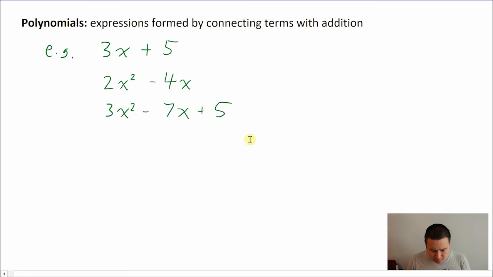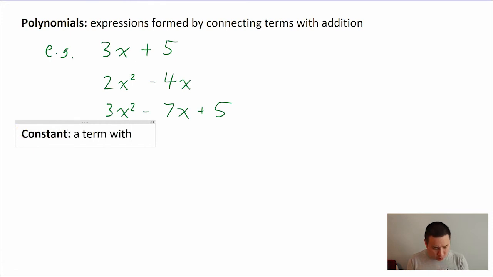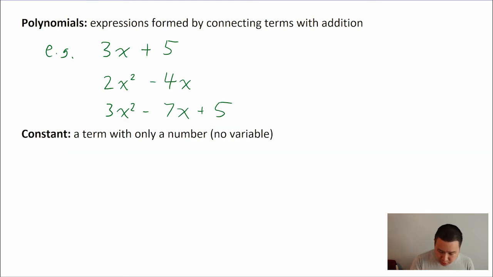Okay. One last thing before we move on to special polynomials is a constant. So a constant is a term with only a number. In other words, there's no variable. And this is an example of one right here. Okay. So we got this 3x squared term, we have this negative 7x term, and that 5, that positive 5, is what's called our constant term. So any term that doesn't have any variables at all, if it's just a number, is called a constant term.